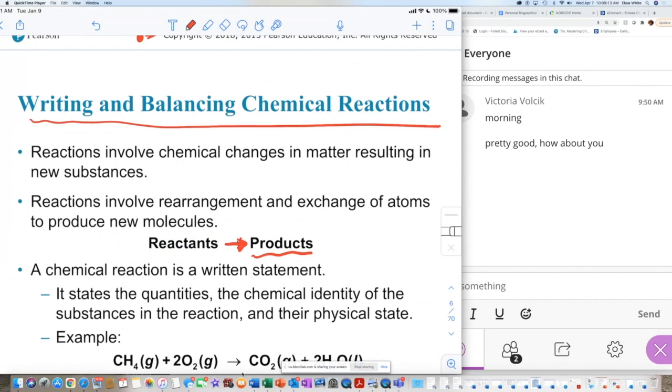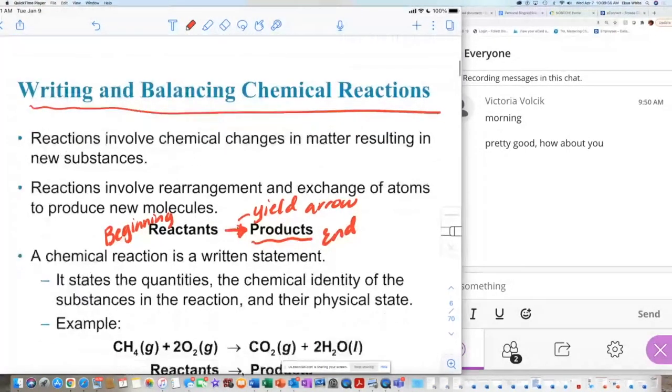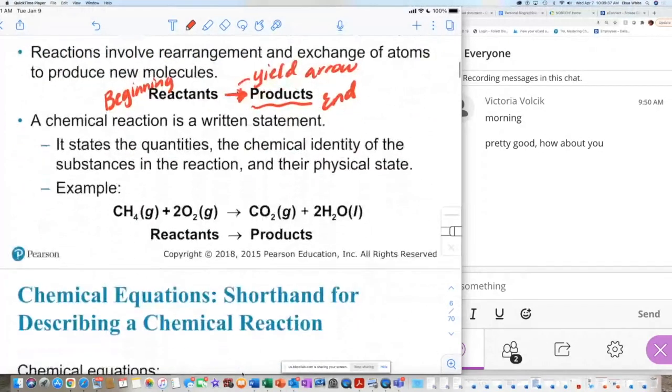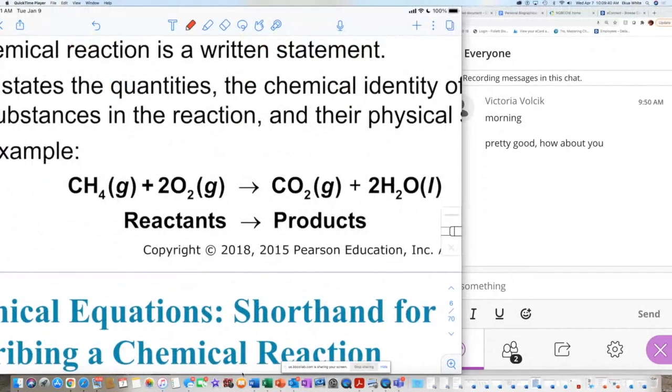The reactants are on the left, the products on the right. So the yield arrow, this is the yield arrow, separates the reactants from the products. So for the most part, the reactants are considered the beginning of the reaction, and then the products are considered the end of the reaction. So we read from left to right. Okay, once again over here, notice you have two reactants, both in gas state, and then you have two products, one is gas, one is liquid.